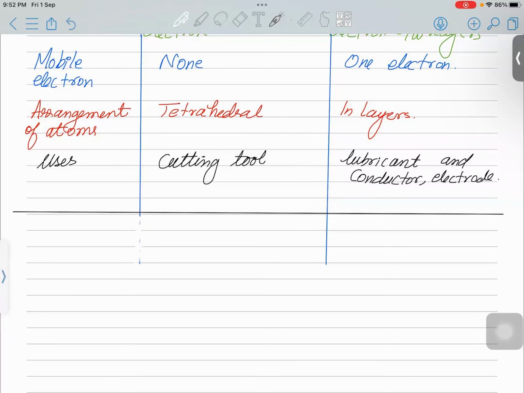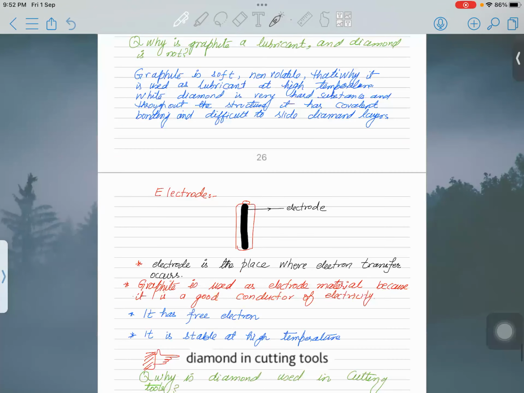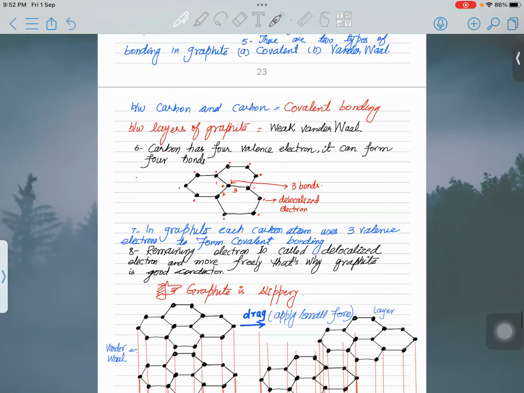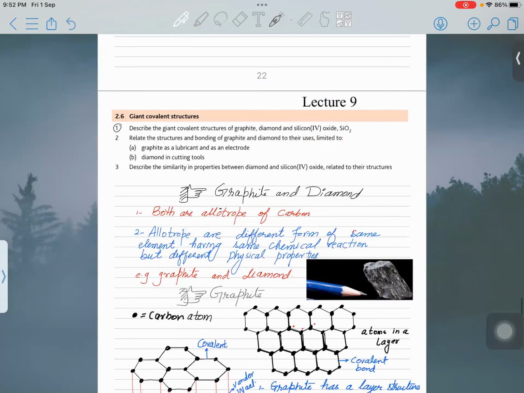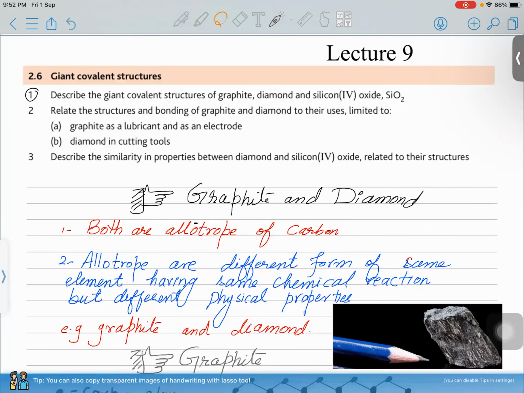Yes, next topic is comparison between silicon dioxide and diamond. Describe the similarity in properties of diamond and silicon oxide related to their structure.